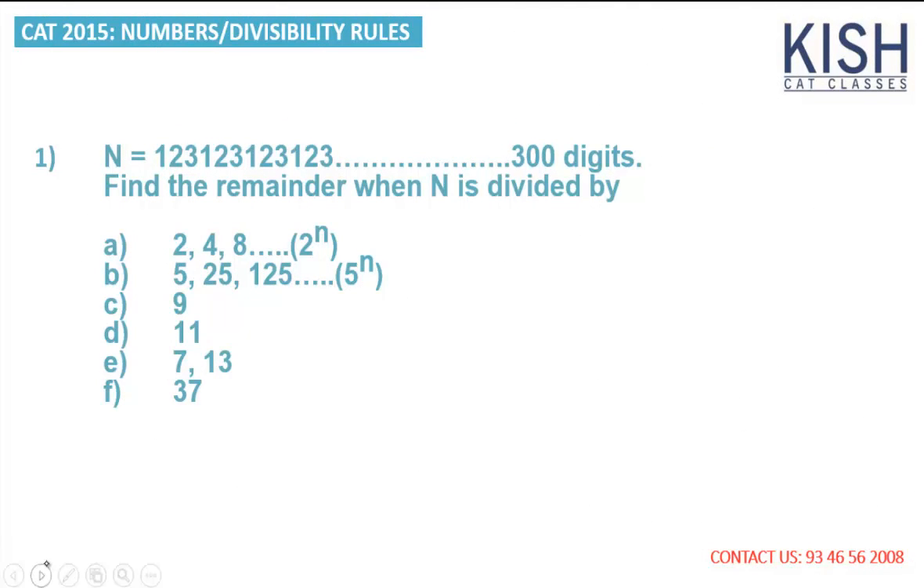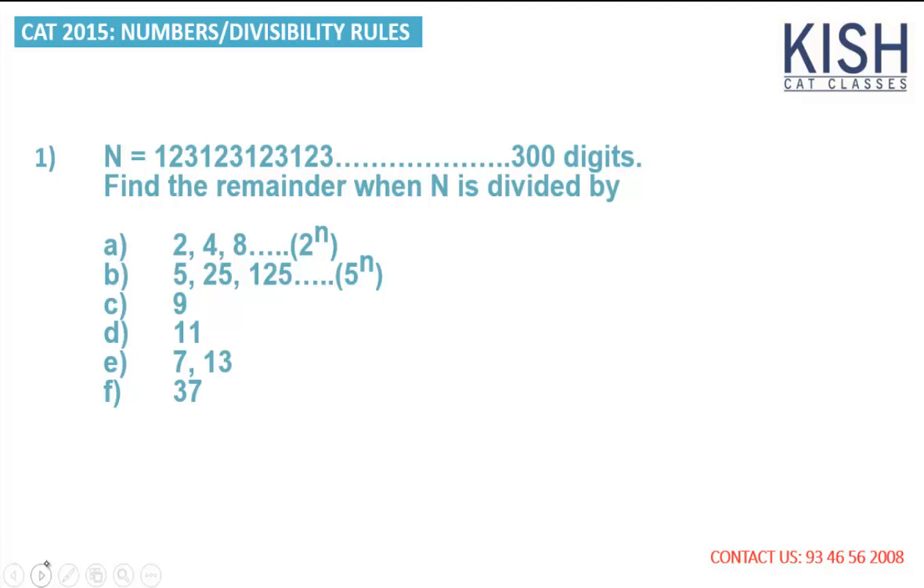N equal to 1, 2, 3, 1, 2, 3, 1, 2, 3 and so on up to 300 digits. Find the remainder when n is divided by these divisors. So I'm giving you all the divisors. Now, do remember, there are two things that you need to remember and observe very closely before you solve the question.